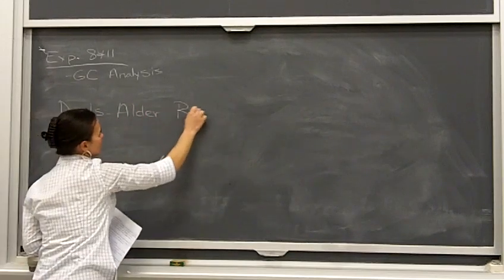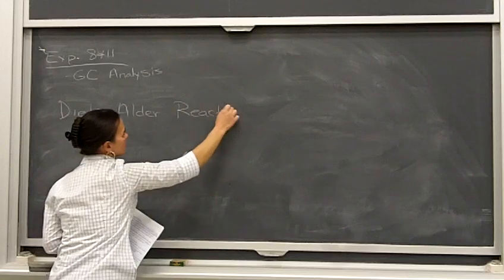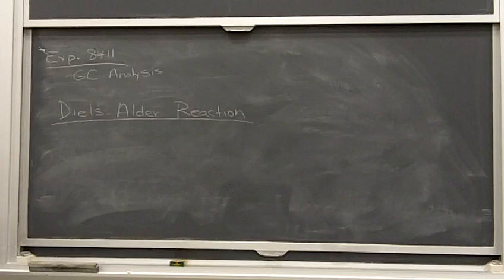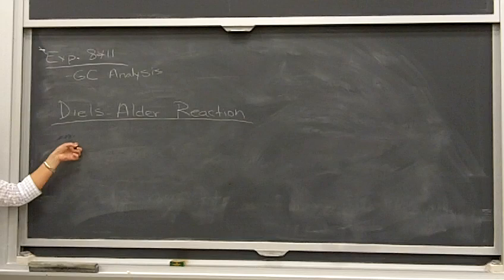And it's a capital D and a capital A. Two people discovered this reaction. Otto Diels and Kurt Alder in 1928 figured out this reaction. In 1950, they got the Nobel Prize for it, okay? And it really is a really powerful reaction.